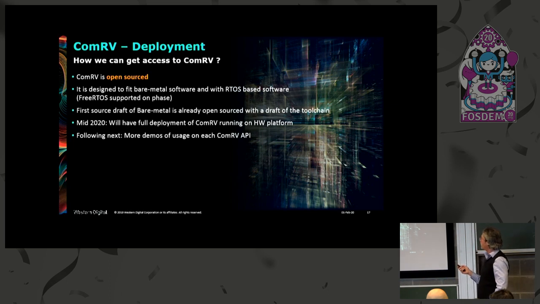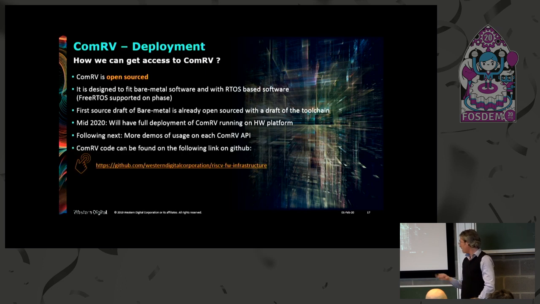Following next, small demos for usage of each ComRV API. The target is that we want an SDK for developers to see all the demos, all the APIs, and they can start designing their code based on ComRV. This is the GitHub that we are providing. Soon it's going to move to CHIPS Alliance, but so far it's here. And also we're going to provide the toolchain branch to support it. That's it. Thank you very much.